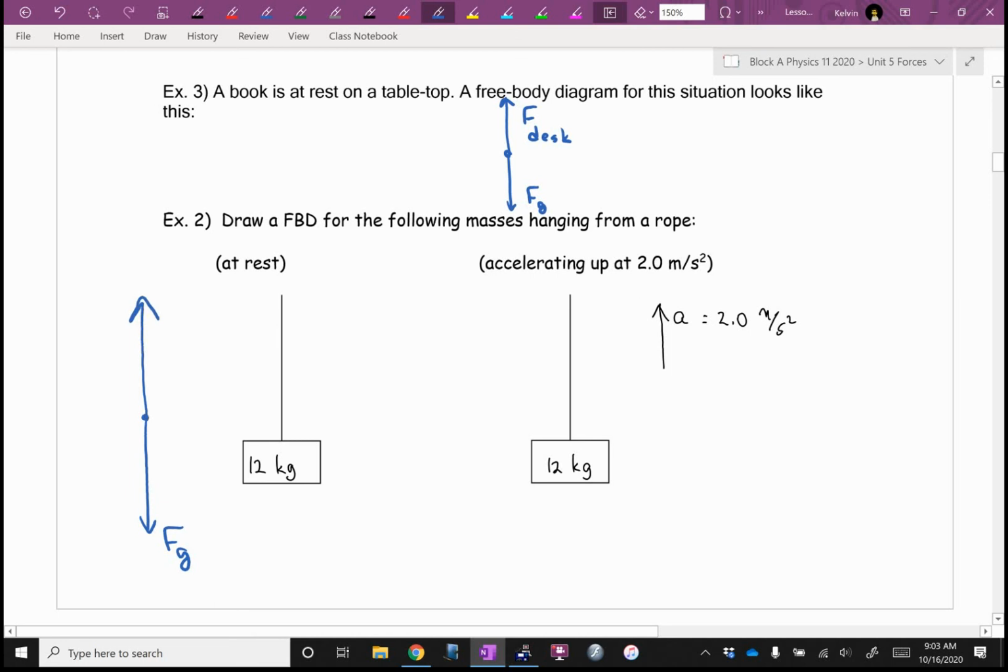What's exerting that force? The rope. We're going to give the force from a rope or a string or a cable a special name. We're going to call it tension. And so I'm going to call this F with a subscripted T for tension.